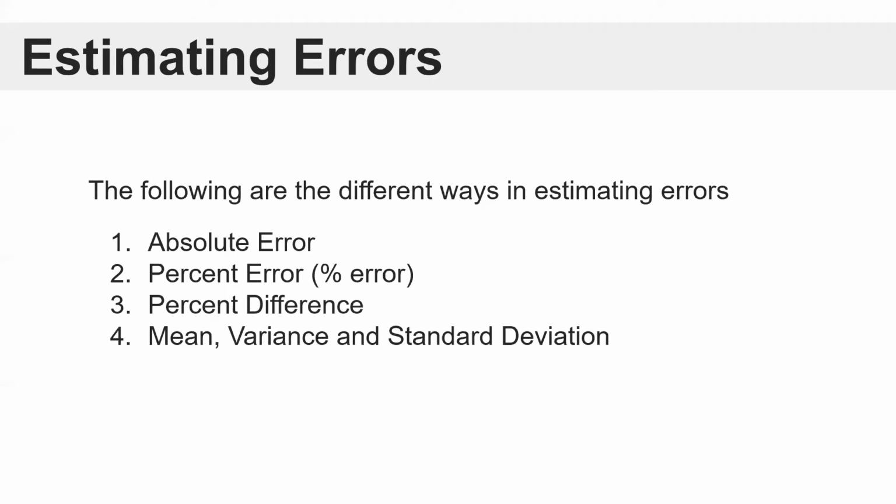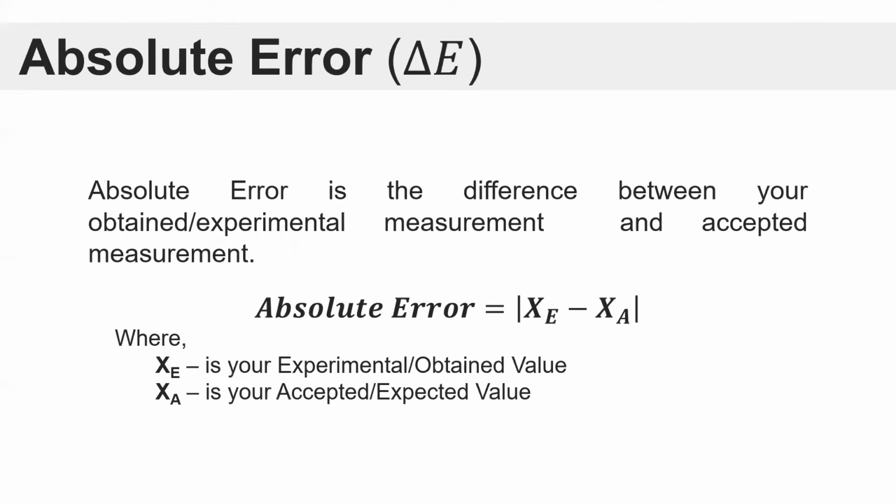So we can solve for the absolute error, percent error, percent difference, and we can also look for the mean, variance, and standard deviation in order to estimate the errors in our measurements. So let us first define each of the following. Absolute error, or delta E, is the difference between your obtained or experimental measurement and the accepted measurement. So here is our formula for the absolute error.